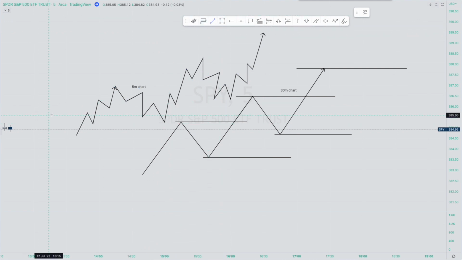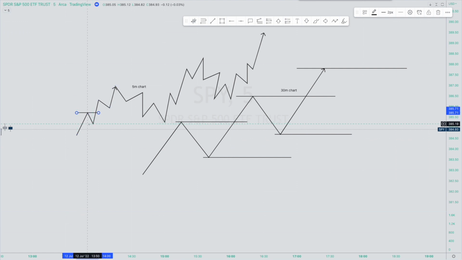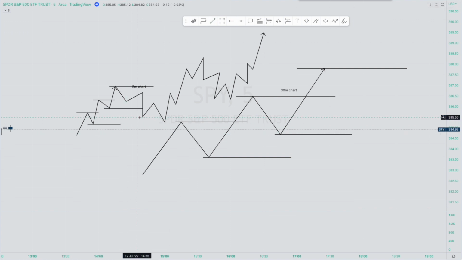So as you can see on a 5-minute chart, you have a high, you have a break of structure, makes a higher low. You have a higher high, break of structure to a higher low. You have a higher high. You have a change of character that happens right there with a break of structure.